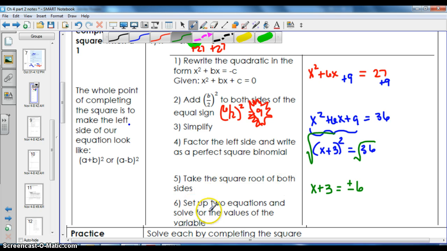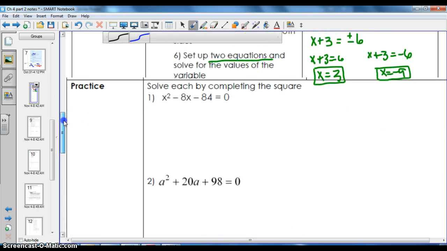So what we do is we set up the two equations. So x plus 3 equaling a positive 6 and x plus 3 equaling a negative 6. And then we finish solving. Subtract 3 and I get 3. Subtract 3 and I get negative 9. And there's my two answers. And we're done.